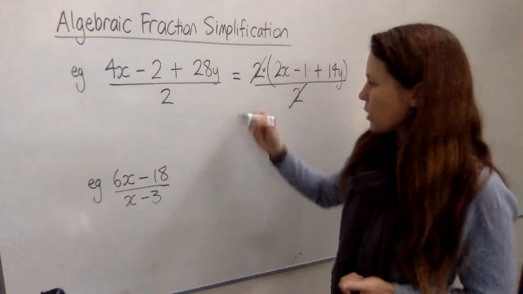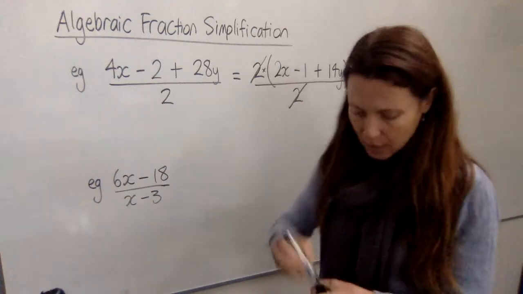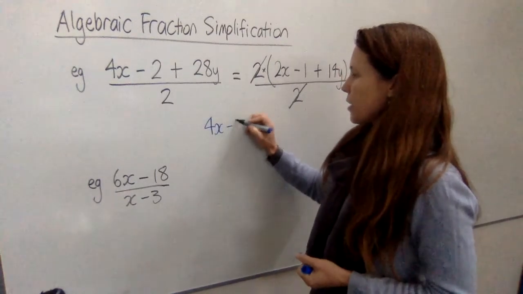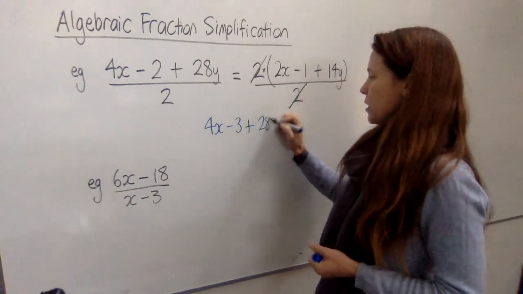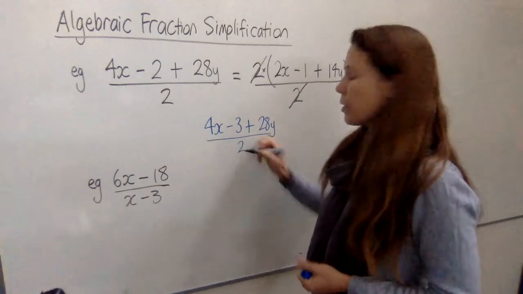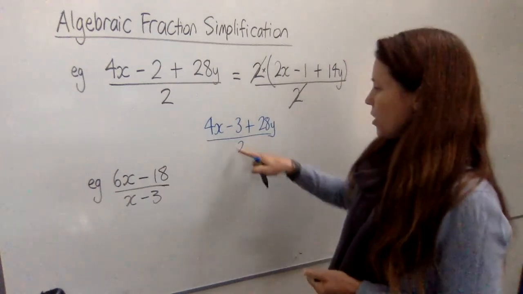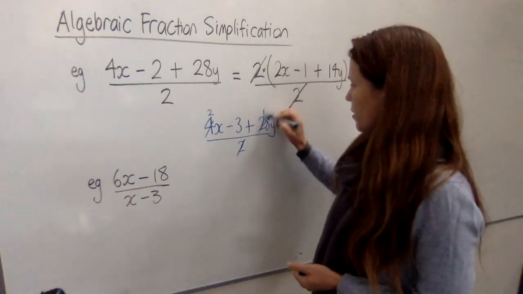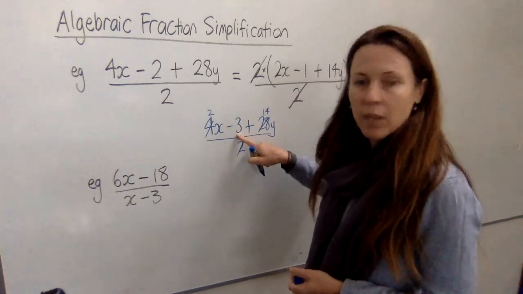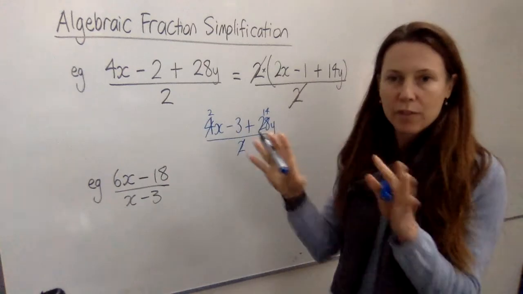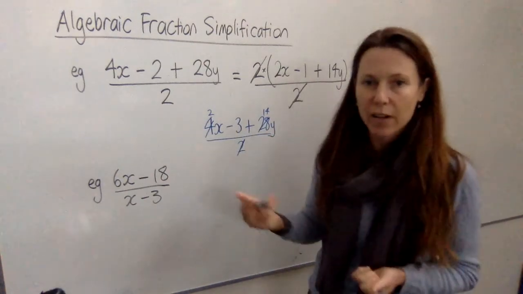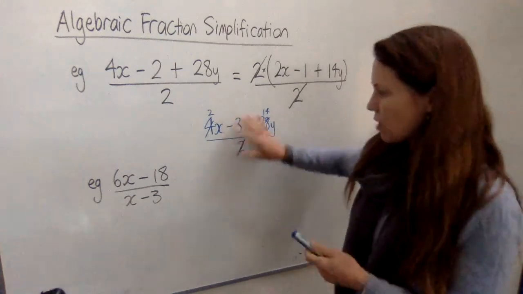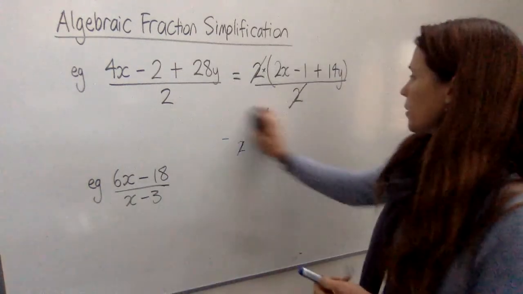Let me give you an example here. If this question had actually said, let's just use a different colour, 4x minus 3 plus 28y over 2, some people get tempted to say, oh, I can halve this one and halve this one and leave this one alone. Now, all three terms are part of the numerator. So if you're going to divide the numerator in half, you have to divide every single thing that's in it. So that strategy really just doesn't work.